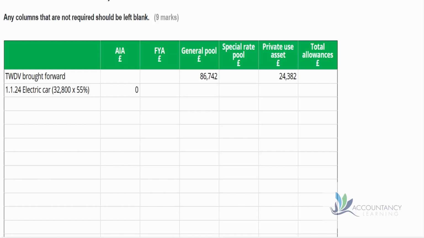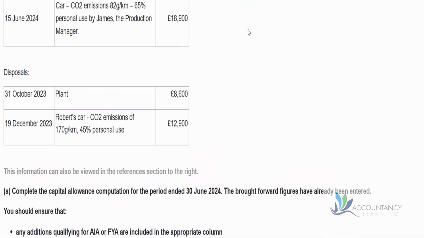So in this case, it would make sense that we put our electric car expenditure in the first year allowance column because it meets the conditions, being a new electric car. And by putting it into this column, it means we're not using any of the 1 million cap for the first column. And because we get 100% capital allowances for first year allowance, this is going to be preferable to putting it into any of the other pools. So let's go and have a look at the next purchase.